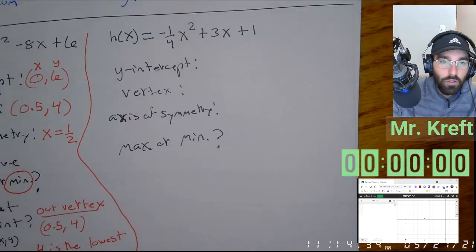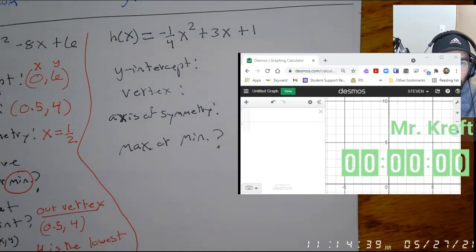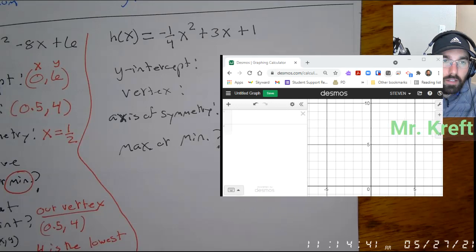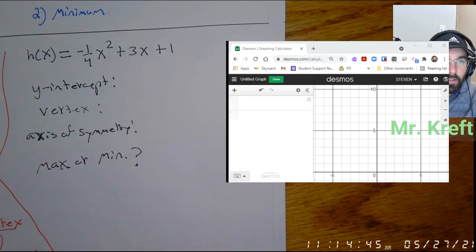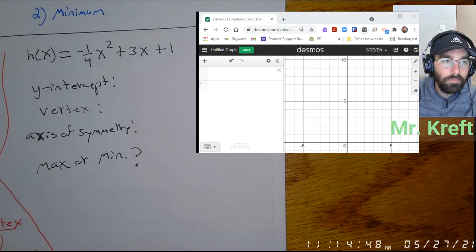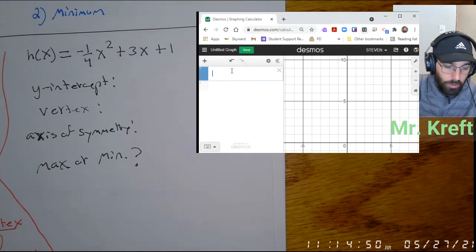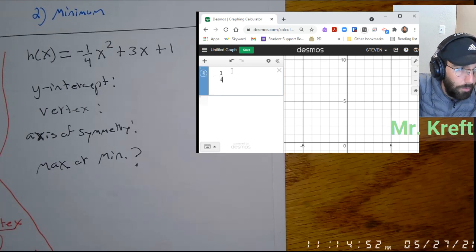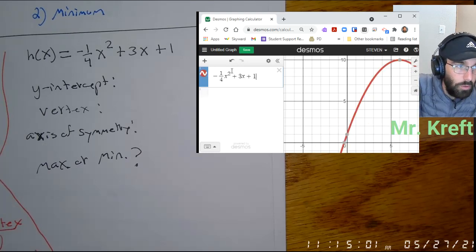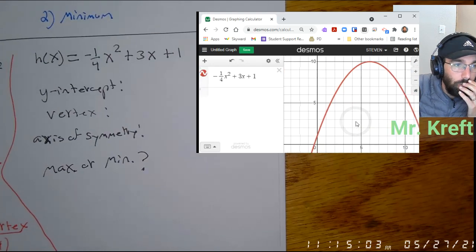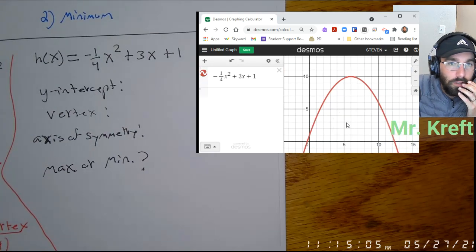All right, let's go over this, guys. So the first thing I'm going to do is make my graphing calculator bigger again. There we go. And let's move this over so I have room for it. Okay, so I'm going to type in my equation. So I have -1/4 and then x squared. Oops, not to the 25th though. And then plus 3x and then plus 1. I'm going to have to move this over and go like this.